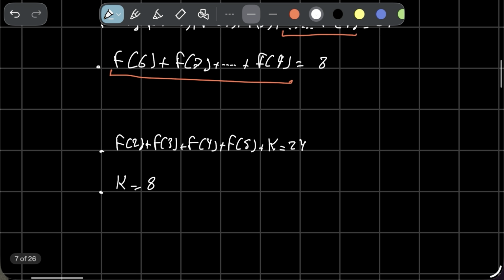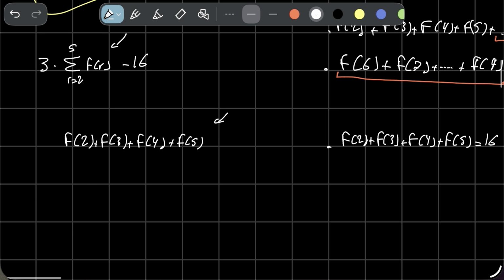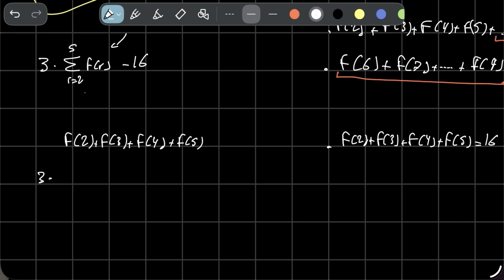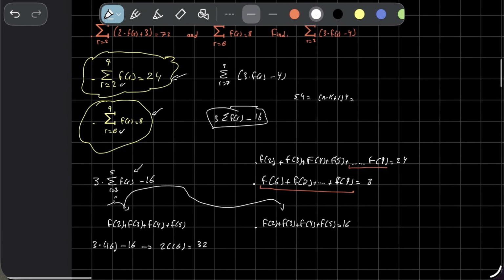So what do we conclude? We can basically conclude that f2 plus f3 plus f4 plus f5 plus 8 equals 24, so it's equal to 16. Boom. There's a really dangerous plot twist here. The term that we want is the same as the term that we got. So basically the question is easily solved like this. Since we want 3 times this sigma, which equals 16, we just put 3 times 16 minus 16, which is basically 2 times 16, which is 32. And this is how we've solved this question.